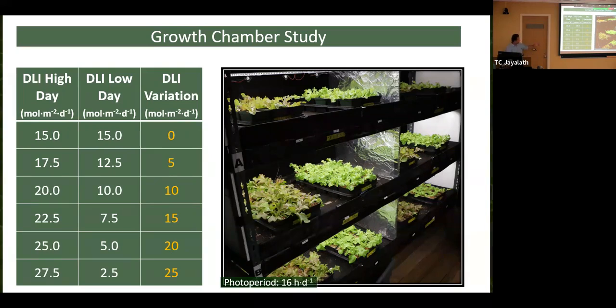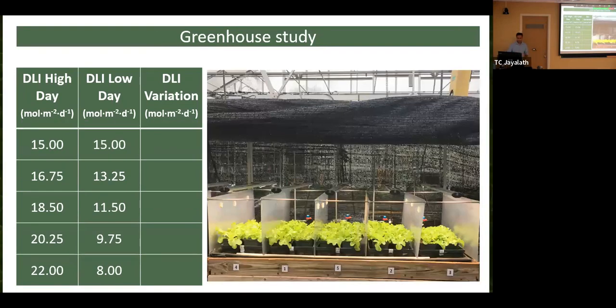The last treatment with 25, you can see high day get 27.5, low day is 2.5, but still the average is 15, but there's a huge variation between 2 days. So those 2 days were always alternated, high, low as well. And these are from the greenhouse study.